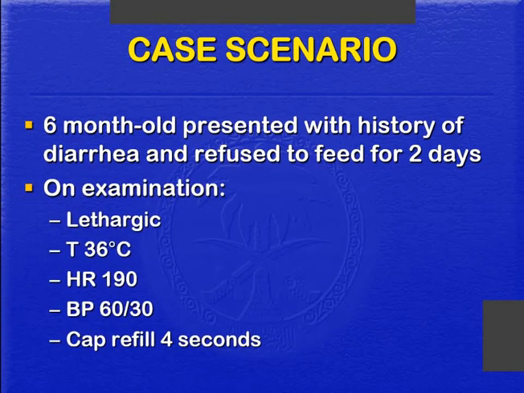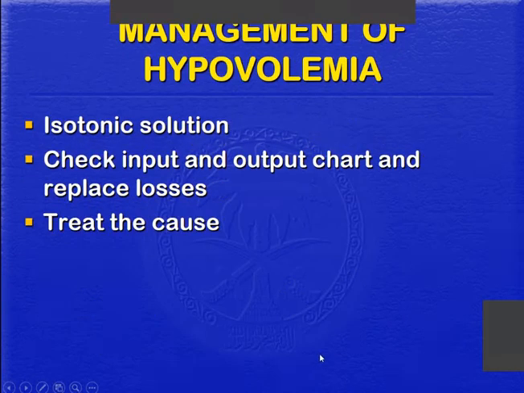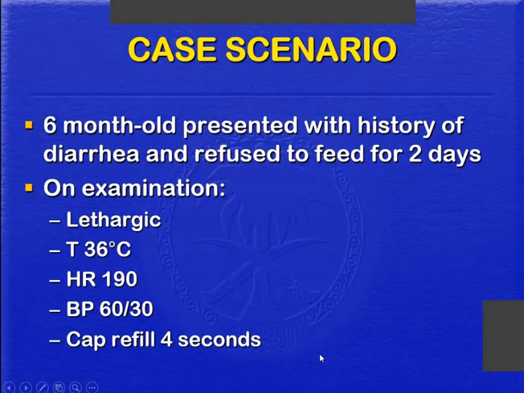if we look at his examination, he's lethargic, his temperature is 36, his heart rate is 190, his blood pressure is 60/30, his cap refill is 4 seconds. So what do you think is wrong with this child regarding his presentation and vital signs? His capillary refill is increased and he's lethargic. At his age, he should be active. Okay. So he's lethargic.